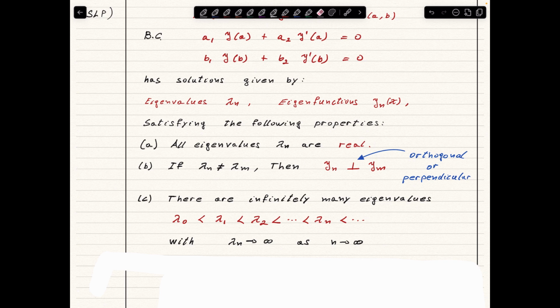Another property that the eigenvalues and eigenfunctions have for a Sturm-Liouville problem is that there is a smallest eigenvalue, which we can label lambda 0, and then all the other eigenvalues are different, and they are actually larger than lambda 0. Then we have the next eigenvalue lambda 1, the next is lambda 2, which is larger than lambda 1, and so on. And we have the property that all the eigenvalues go to infinity as the label goes to infinity. So the eigenvalues can be ordered.